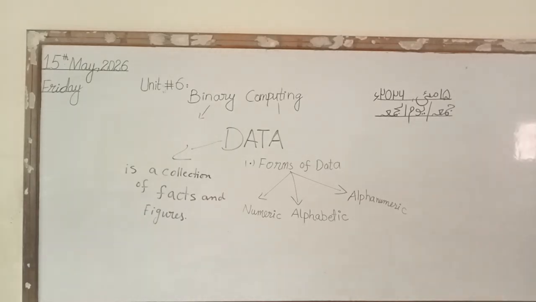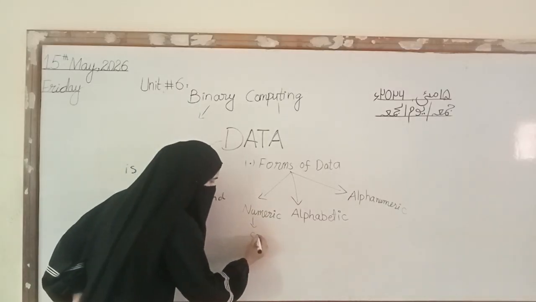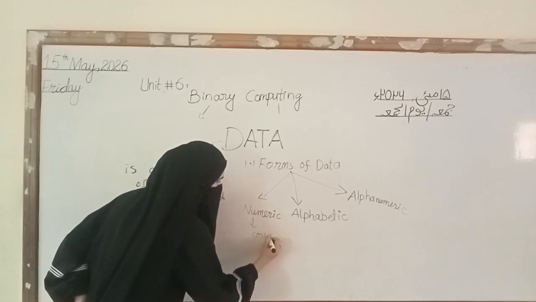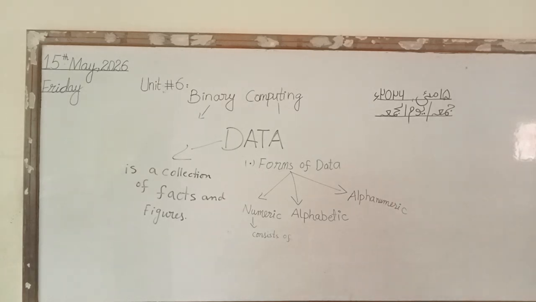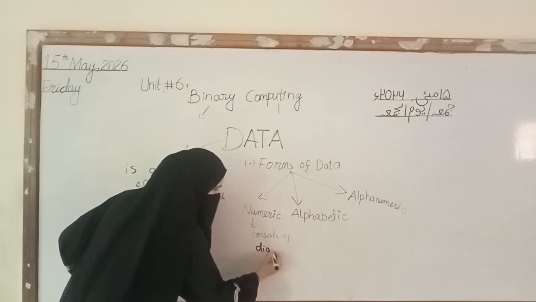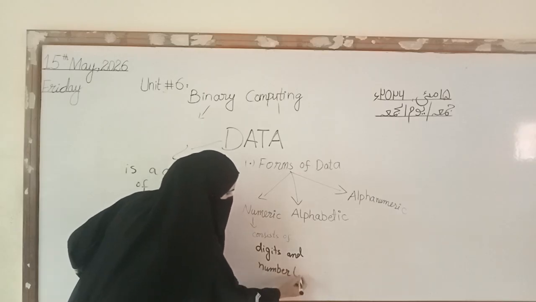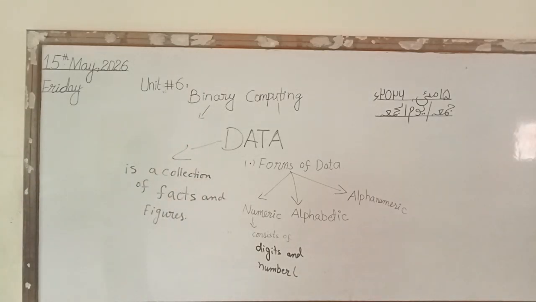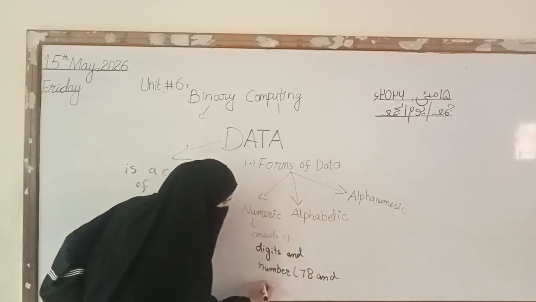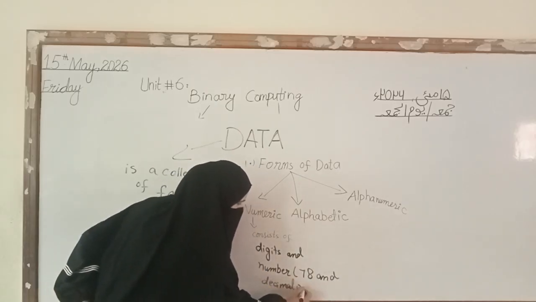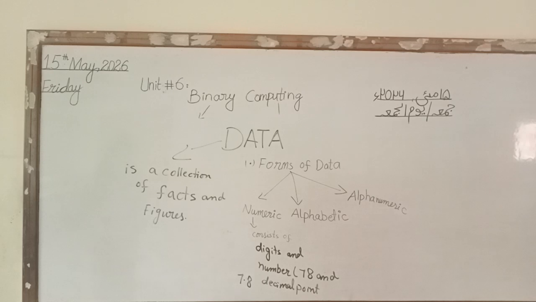So we have learned that we have three different types of data. First is numeric data, which consists of numbers, digits. It can be simple or decimal points. Numbers can be simple like 78 and decimal point like 7.8. So these are the examples of numeric data.